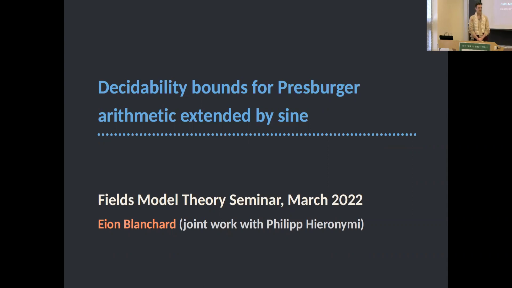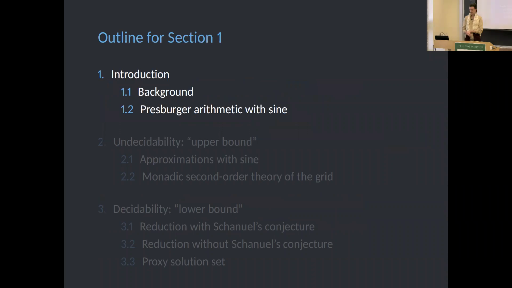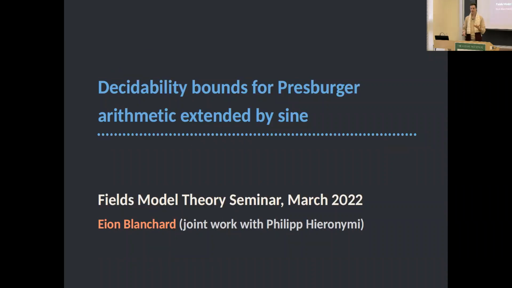Hello everyone. So we're very happy today to listen to Eion Blanchard, who's going to speak about decidability bounds for Presburger arithmetic extended by sine. Cool. Thank you. And of course, thank you to the organizers for inviting me to speak. As Esther mentioned, I'll be speaking on decidability bounds for Presburger arithmetic extended by sine. This is all joint work with my advisor, Phil Peronomy, who will be arriving tomorrow.